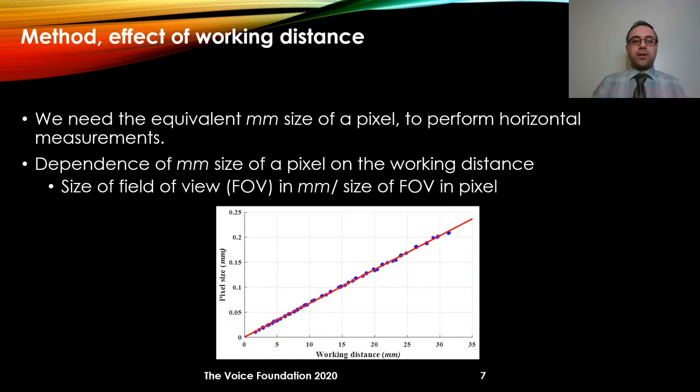To perform horizontal measurement, we need to determine the equivalent millimeter size of a pixel. In order to find that, we measured the size of the field of view in millimeter using benchtop recording and then divided that by the size of the field of view in pixels. And this figure is showing the result of millimeter size of a pixel for different working distances. Basically, we see it is like a linear line, and as working distance increases, the pixel size also increases.